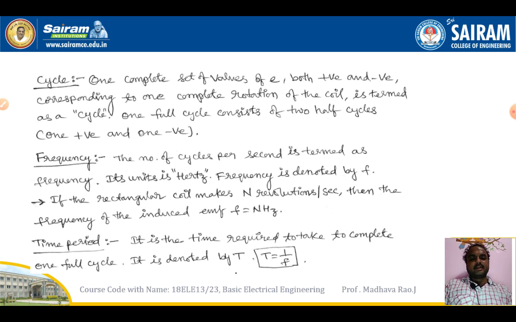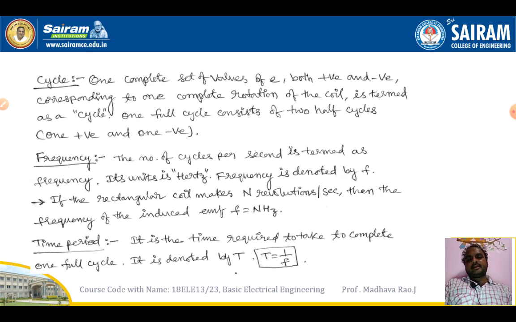Next we'll see what is a cycle. One complete set of values of E, both positive and negative, corresponding to one complete rotation of the coil, is termed a cycle. Each cycle has a positive half cycle and a negative half cycle. The complete set of both positive and negative half cycle values is known as one cycle.